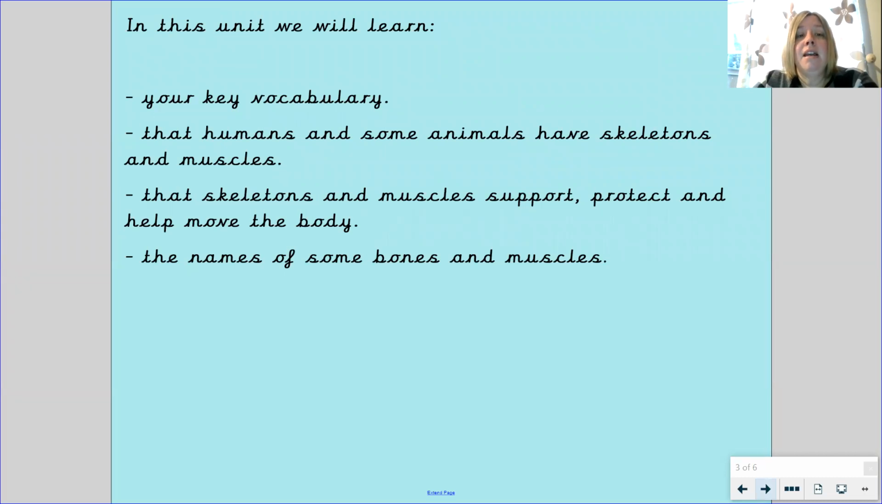In this unit, we will learn some key vocabulary, that humans and some animals have skeletons and muscles, that skeletons and muscles support, protect, and help to move the body. We will also learn the names of some bones and some muscles.